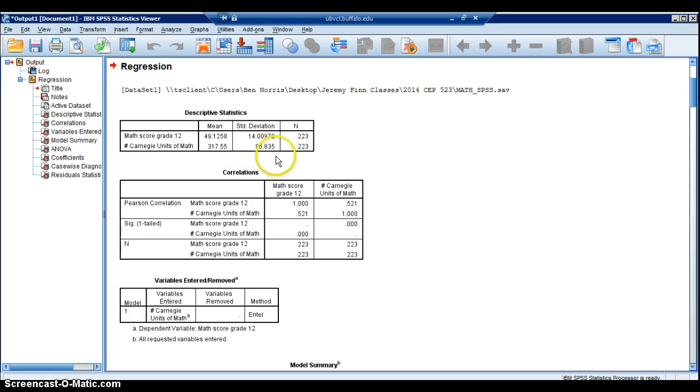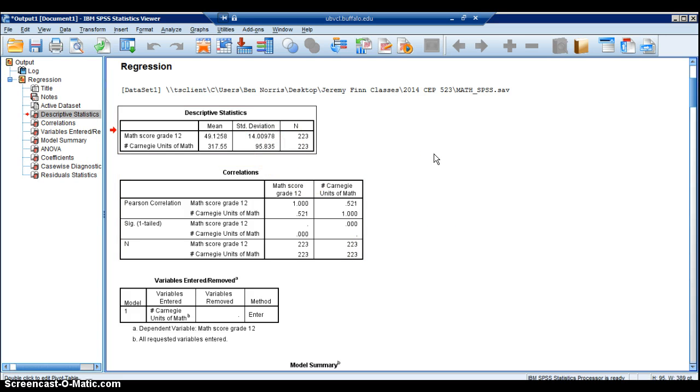Okay. So you see at the top, there's your descriptive statistics. So there's the mean and the standard deviation for each variable. And in this case, the math achievement variable would be your dependent or y variable.